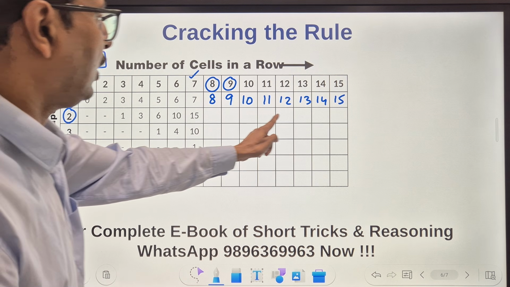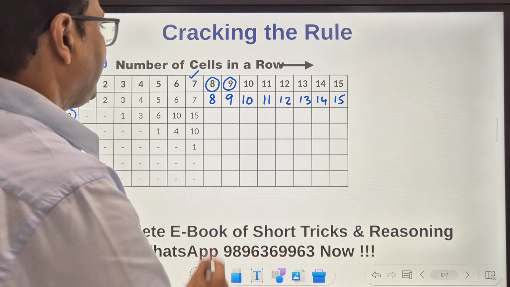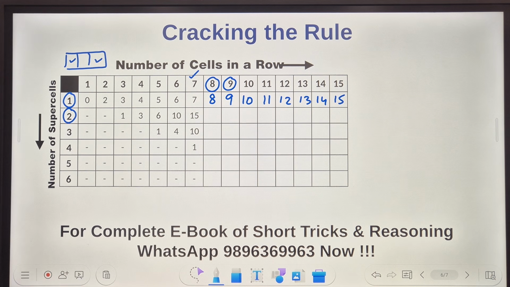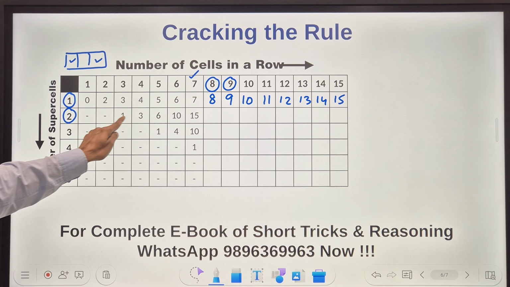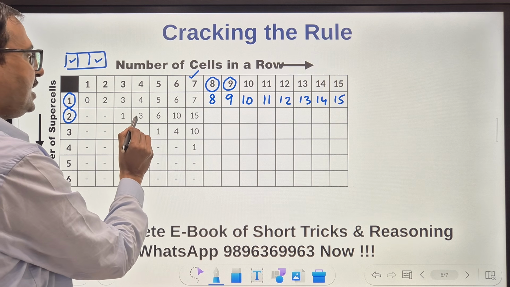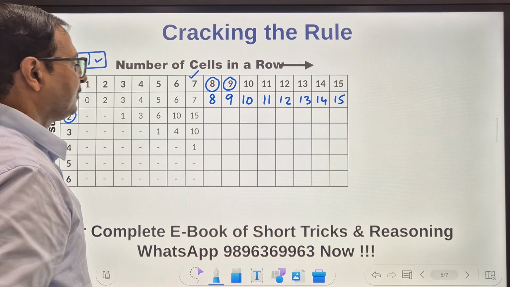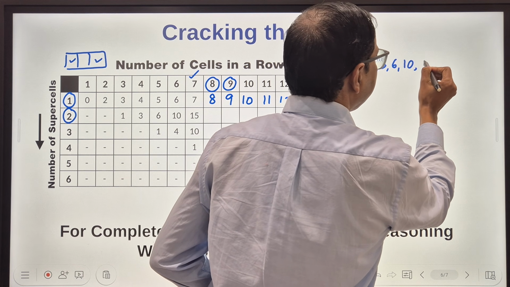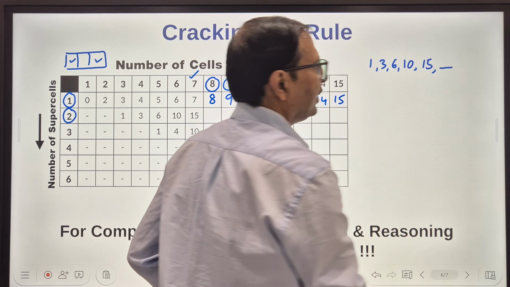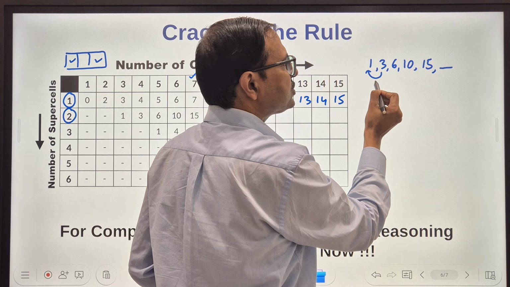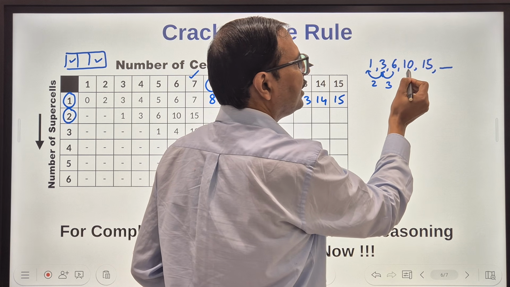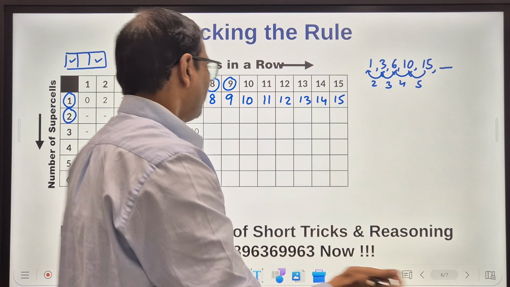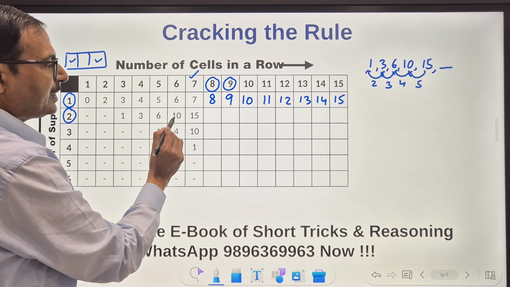Now I want to find how many different ways we can make 2 supercells in an 8 by 1 grid. So for that we need to understand the progression here: 1, 3, 6, 10, 15. Now if I see 1, 3, 6, 10, 15 and I want to find the next number, see the differences. This is 2, difference is 3, difference is 4, difference is 5. So I hope you understand now. What will be the next number? 10 plus 5 is 15.